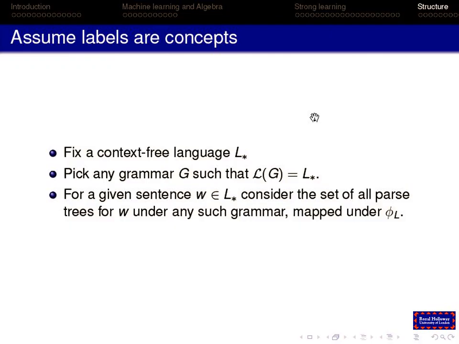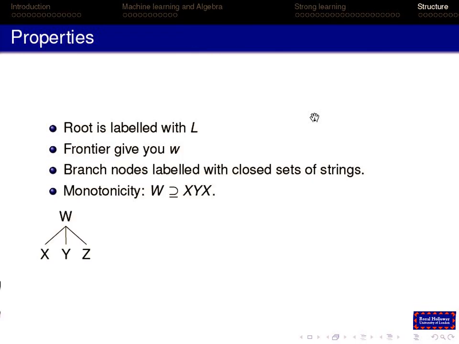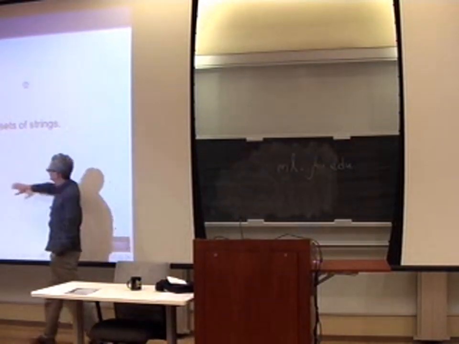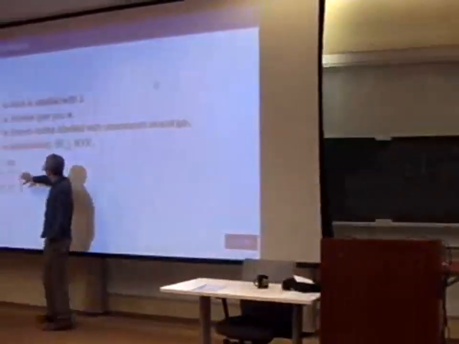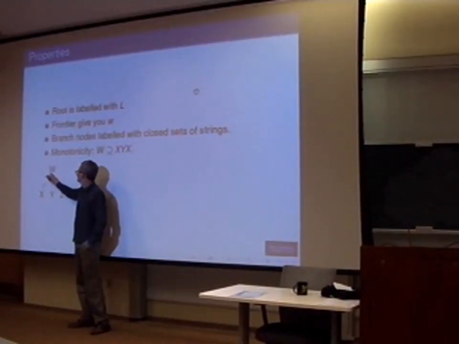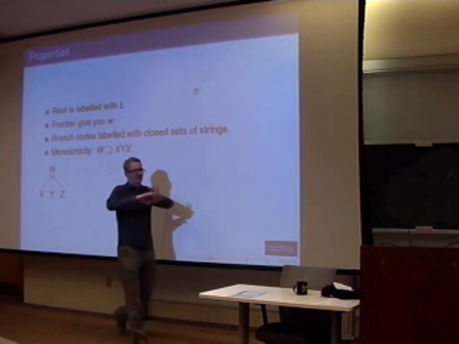Again, we fix a context-free language. We pick any grammar, G, that defines that language. And then for a given sentence, we consider every possible parse tree under every possible grammar for that language, and we map it under this universal morphism. Okay, this is going to give us an infinite set of trees that have the following property. The root is going to be labeled with L itself. The frontier is going to give you W. The branch nodes are going to be labeled with closed sets of strings. And at every local tree, we're going to have a monotonicity condition, which is that this W is going to be a superset of the concatenation of the strings at the leaves. Okay, so we're going to have an infinite set of trees like this.